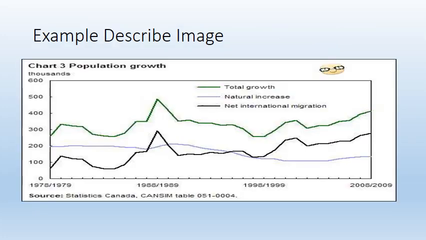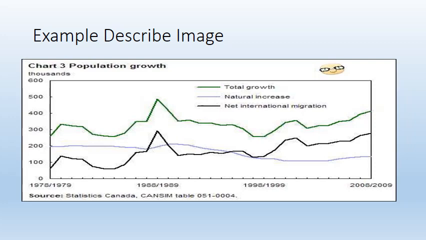Alright, now we are going to discuss a particular example here. Three things are here: chart, population growth, total growth, natural increase, net international migration, from 1978 till 2009. This is the Statistics Canada CANSIM table 051-0004. You will have 25 seconds in your real exam to notice the particular image, and after 25 seconds you have to speak for the next 40 seconds to describe the image.